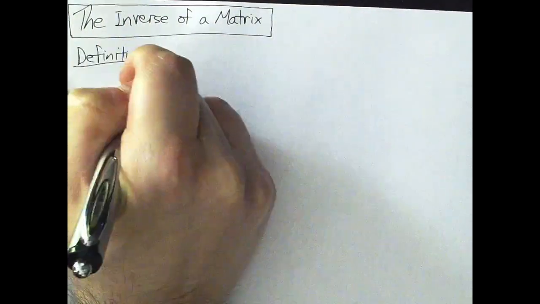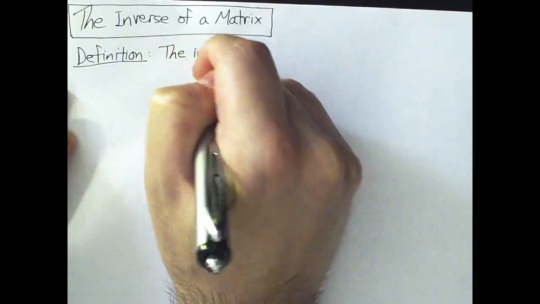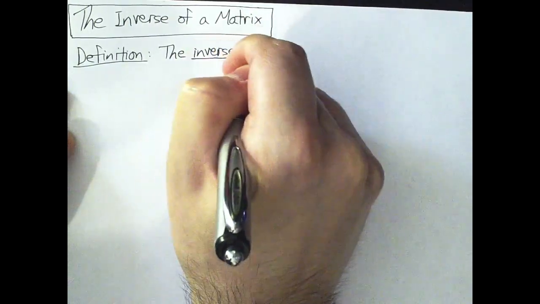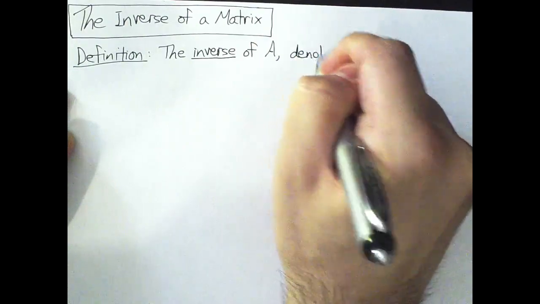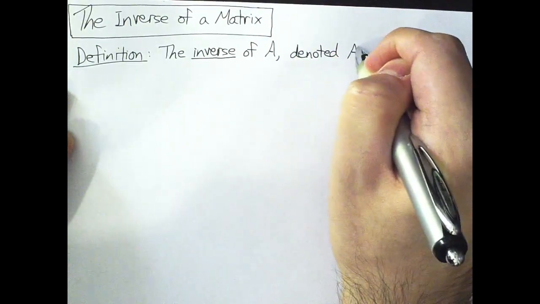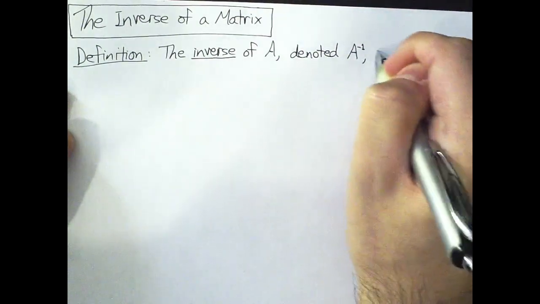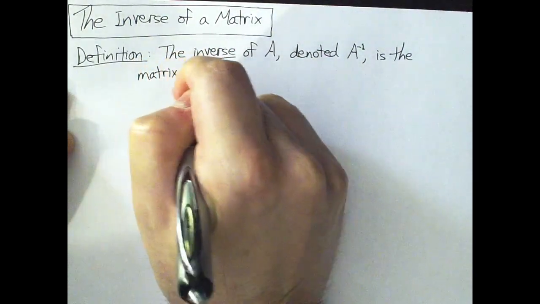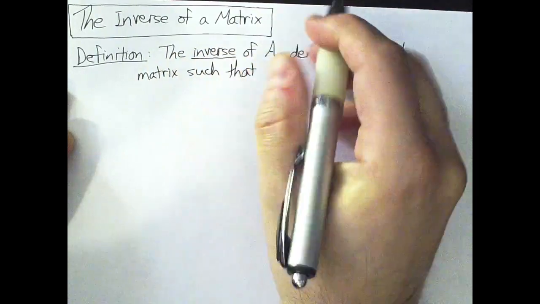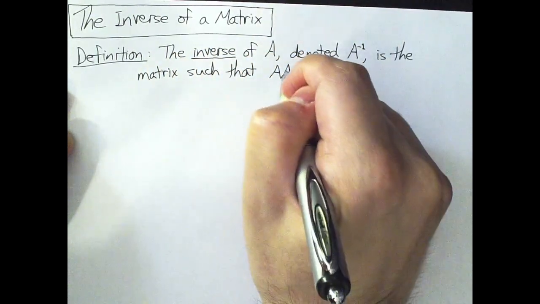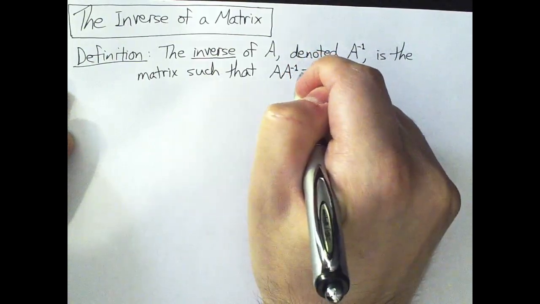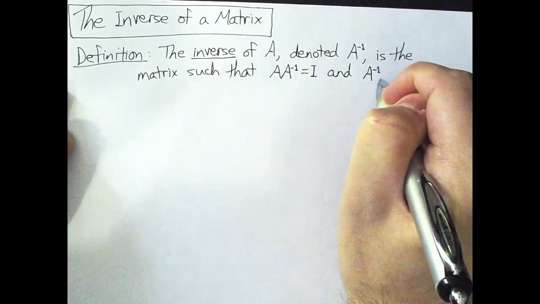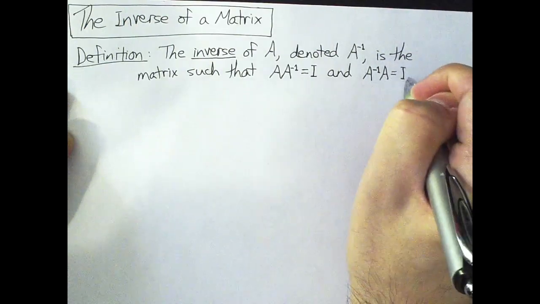Definition: the inverse of A, denoted A with a little -1 up there, is the matrix such that A times A inverse equals I, and A inverse times A equals I, period.